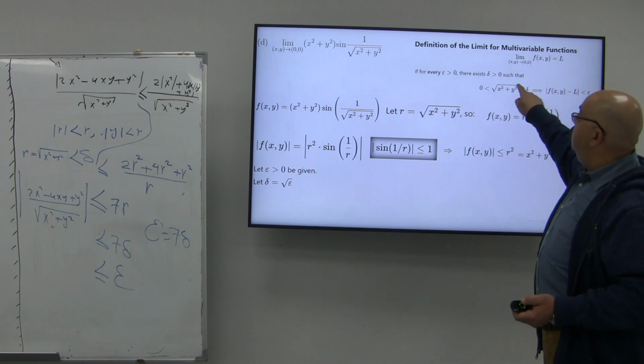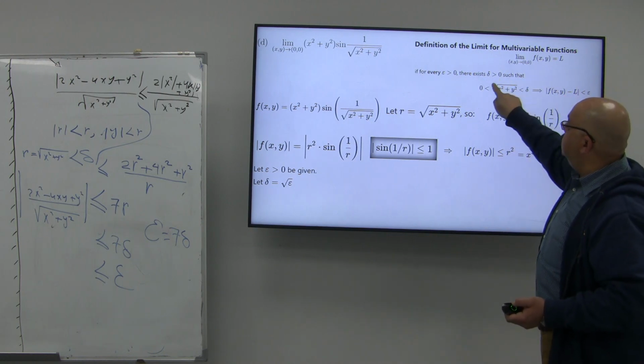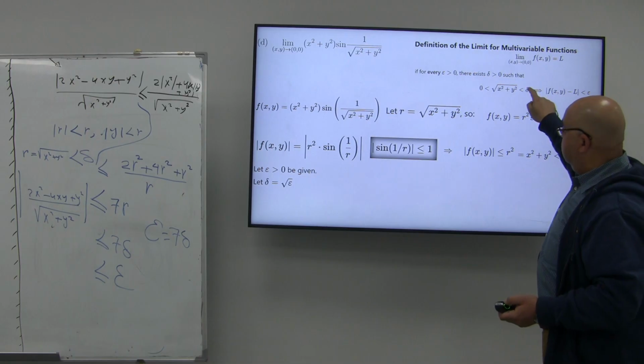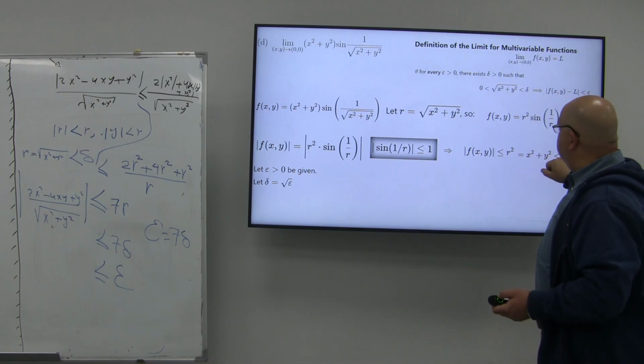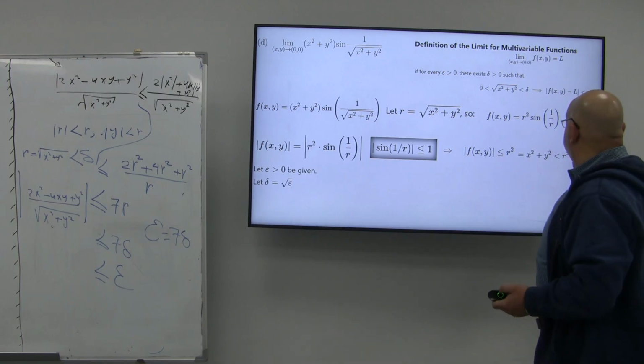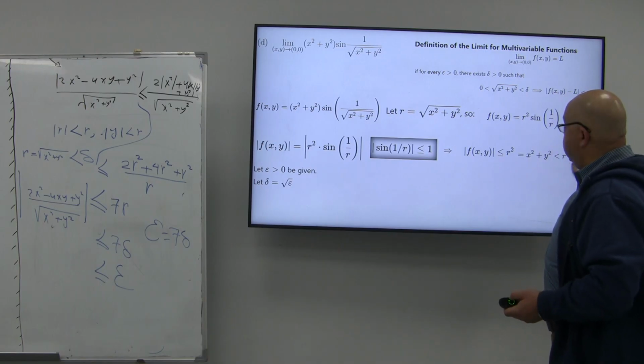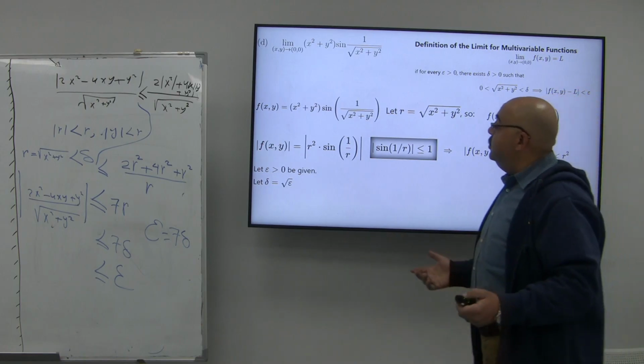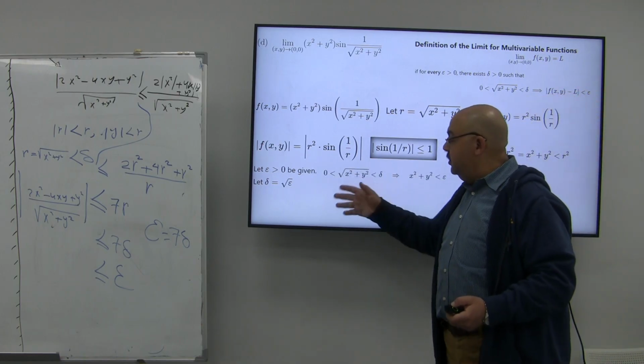So once more, we have considered this expression, the square root of x squared plus y squared, less than delta. Since x squared plus y squared is less than r squared, it is less than delta squared. So all I have to do is choose delta squared equal to epsilon, and here the problem is proved, the theorem is proved.